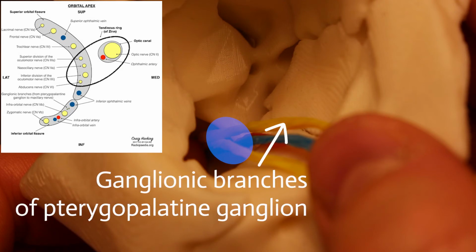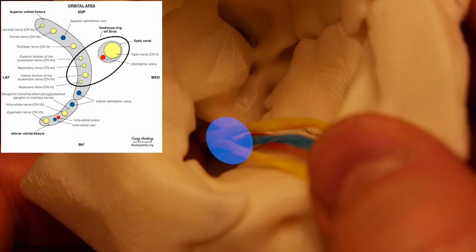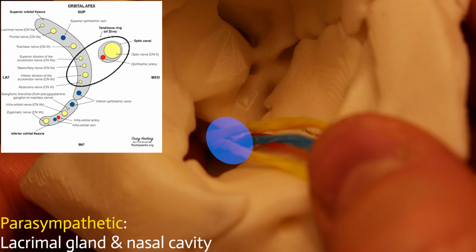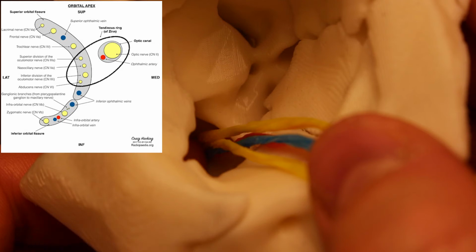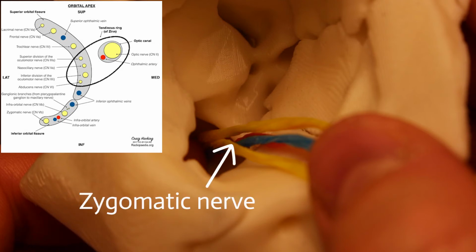The pterygopalatine ganglion is one of 4 parasympathetic ganglia of the head and neck. It receives parasympathetic fibers from the facial nerve. Postganglionic fibers from this ganglion travel through the inferior orbital fissure to supply the lacrimal gland via the zygomatic nerve and parts of the nasal cavity. Remember, the zygomatic nerve was discussed in a previous video on foramina in our atoms series.